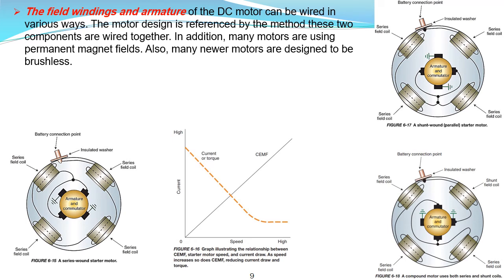The field windings and armature of the DC motor can be wired in various ways. The motor design is referenced by the method these two components are wired together. In addition, many motors are using permanent magnet fields also. Many newer motors are designed to be brushless.